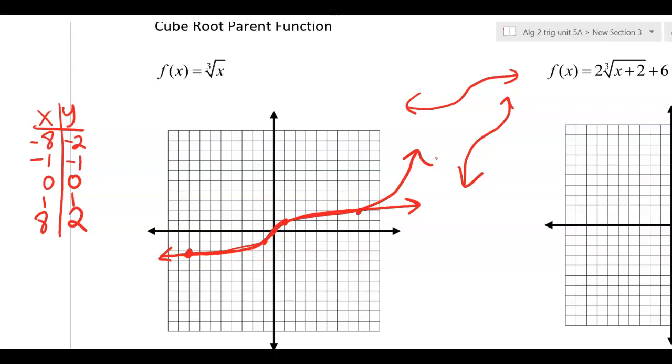Because is that what the graph does? No, it does grow, but it does not grow like that. It grows like this. There's a difference in those end behaviors, okay? How they're behaving. So it's important that you know the difference between them.